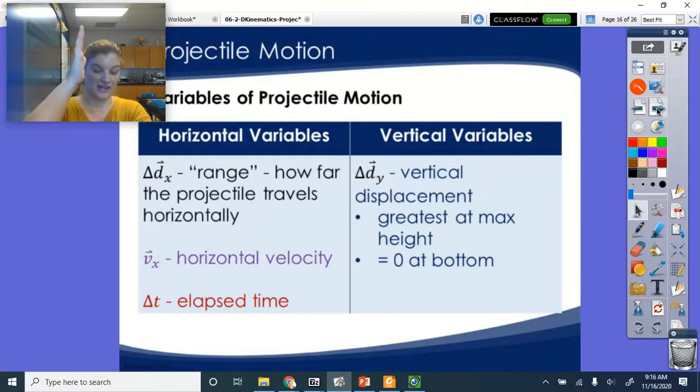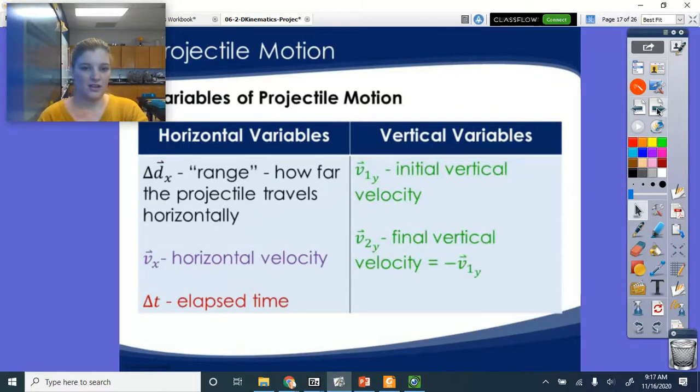And it's the greatest at the maximum height, so at the very peak of our curve, and it's going to be zero at the bottom. So where we start and finish on a parabola should be at zero. Then we have our vector one, so our velocity one, which is our initial velocity, and that's going in the Y direction. Because in our X direction, our velocity is going to stay constant the entire time. And then we also have our final velocity in the Y direction.